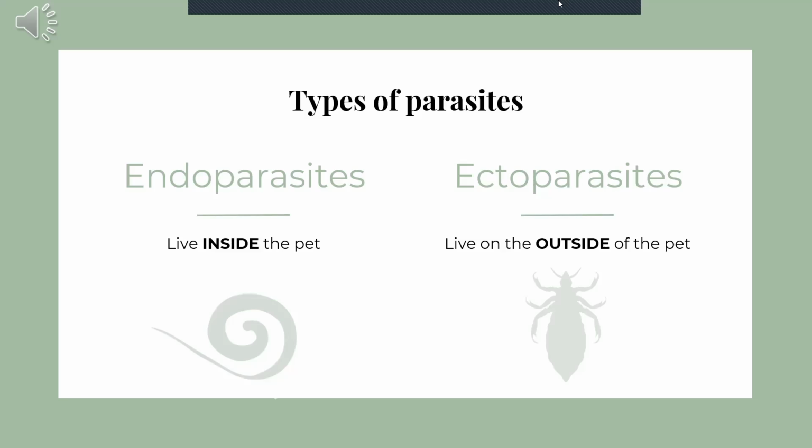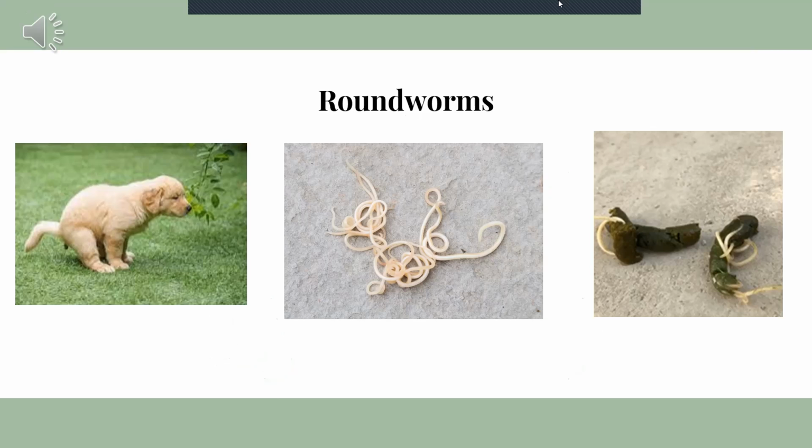I'll be going over the most common and important parasites found in the Saskatoon area. They can be generally classified into two large groups: the endoparasites, which are the worms that live inside the dog or cat, or ectoparasites, which live on the outside of dogs or cats. First off, I will be covering roundworms. These worms are super common, especially in kittens and puppies.